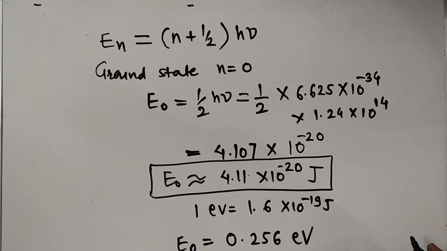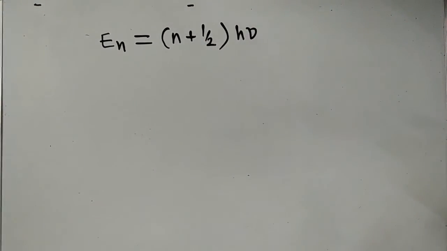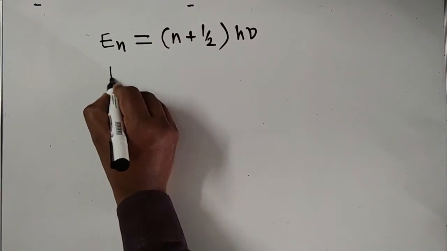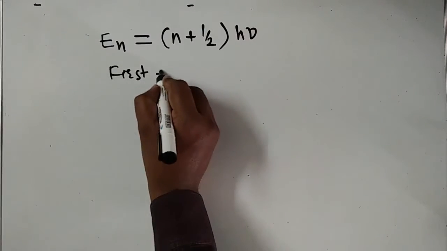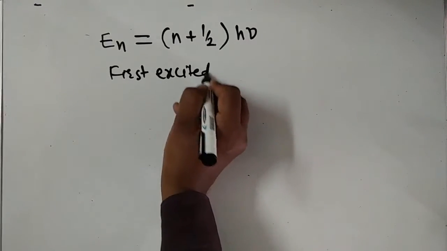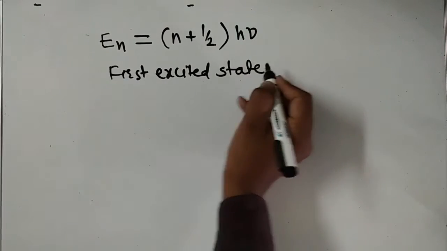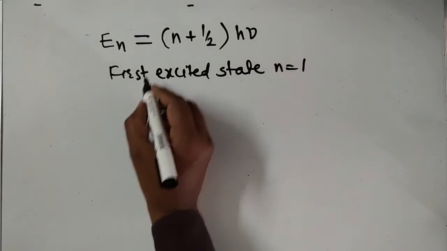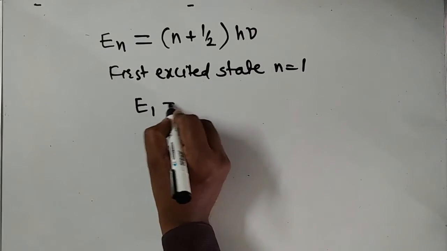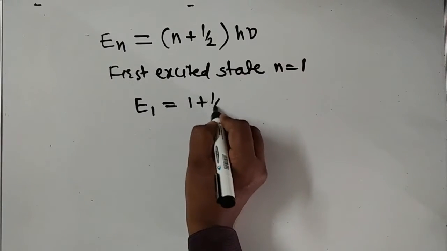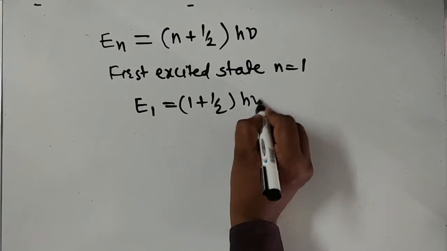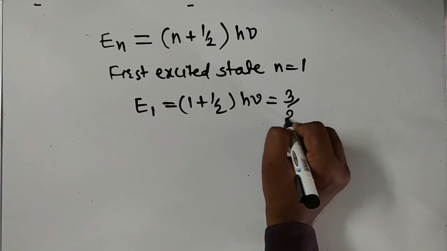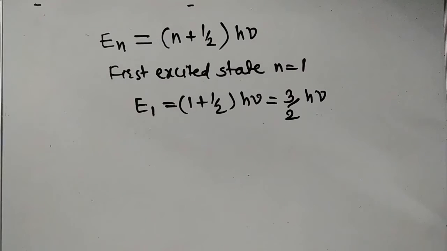Now we have to calculate the energy for first excited state. So vibrational energy for first excited state. So for first excited state, what we have, n is equal to 1. By putting n is equal to 1, we will get E1 is equal to (1 plus half) into h nu. So that is equal to 3/2 h nu, right? So this is the energy of first excited state, right?